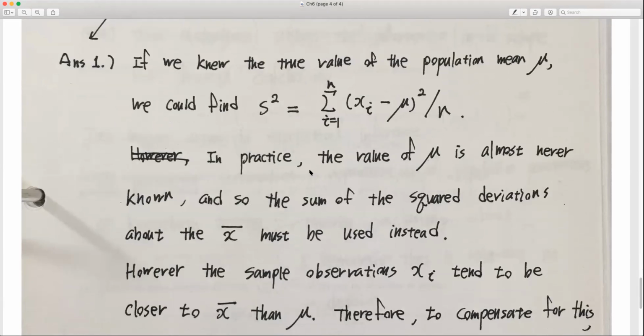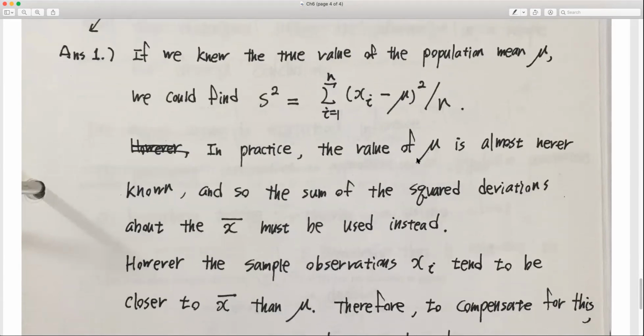But okay, let's see together. If you knew the true value of the population mean mu, then we could find s squared like this, right? Okay. So now, in practice, the value of mu is almost never known. I told you, the population is really huge, and it's almost impossible to collect every single data point in the population. So the sum of the squared deviations about x bar must be used instead.